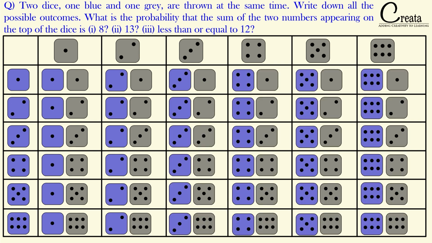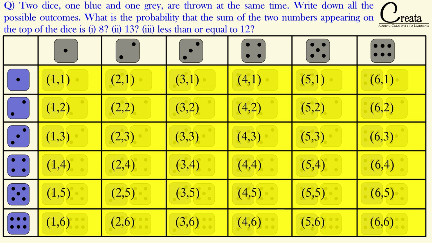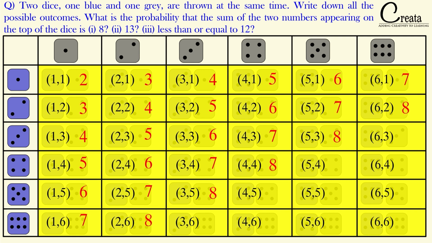So in question number 13 of the exercise, two dice are thrown simultaneously and we have got 36 outcomes. These are the 36 outcomes that we got by rolling two dice simultaneously. And we have done the addition of the two numbers that we got from rolling the dice. For example, one on the first die and one on the second die, we got the sum as 2.